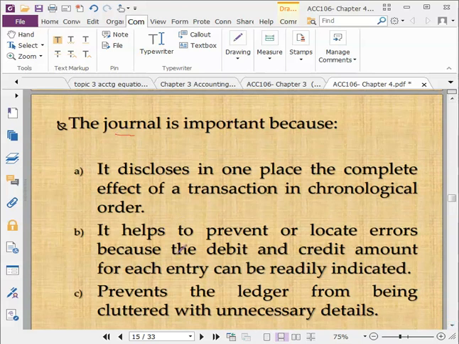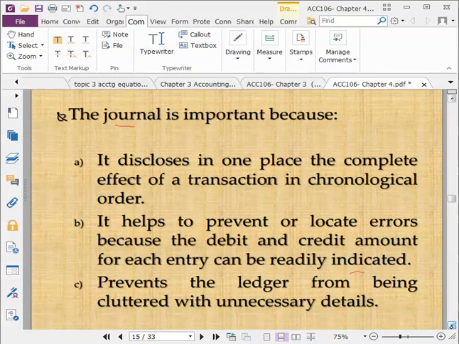Okay. What else? It helps to prevent or locate errors because the debit and credit amount for each entry can be readily indicated. So daripada general journal tadi kita boleh tengok apa amount yang debit dengan credit. It also prevents the ledger from being cluttered with unnecessary details.